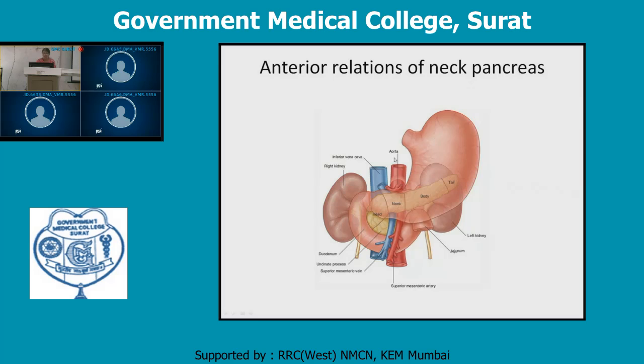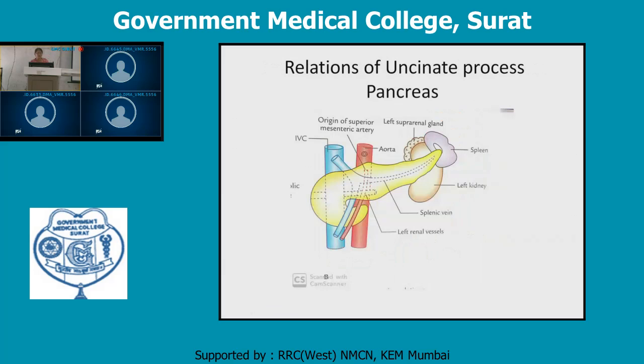Even you can see the body of the pancreas is anteriorly related to the stomach, separated by the lesser sac. So when I tell you about the relations of the anterior surface of the body of the pancreas, it is the stomach, separated by the lesser sac. So coming to the relations again, you can see the uncinate process relation, very important: anteriorly related to the superior mesenteric vessels, and posteriorly you can see the aorta is there.